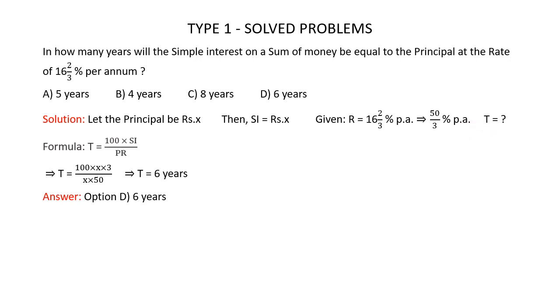Now time can be found out using the formula T is equal to 100 multiplied by SI divided by PR. Now substituting all these values in the formula here, we get T is equal to 100 multiplied by X divided by X multiplied by 50/3. On solving this, we get T is equal to 6, which means time is 6 years. So the correct answer is option D, 6 years.